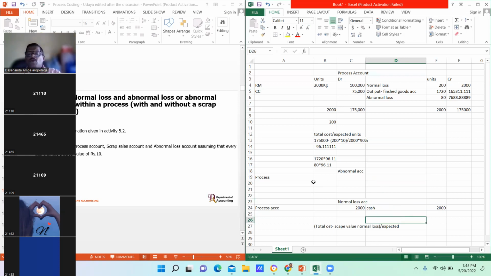Okay. Then the abnormal loss account, you debit it by the process account, saying how much? 7688. And so you know the abnormal value is 80 units, and you have the cash now for that. You can sell these 80 units, even though they are abnormal units. You can sell these 80 units for how much? I think 10 rupees. So thereby you get 800 rupees as a credit entry.